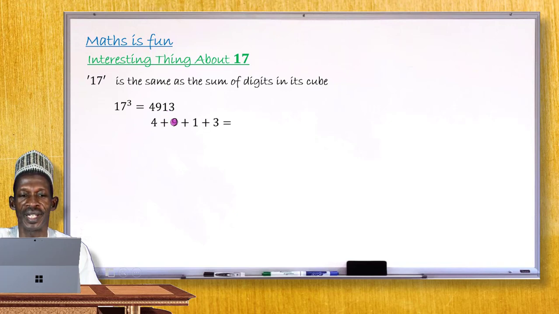And if you add the digits in this number 4,913, it will give you 17 back. Let's see, 4 plus 9 gives you 13. 13 plus 1 gives you 14. 14 plus 3 gives you 17. So this result will now be 17. So 17 is so special in that if you find the cube of 17 and add the digits in the result, it will take you back to your original number 17. We see more of these amazing things in mathematics in our subsequent lessons. Thank you for your attention.